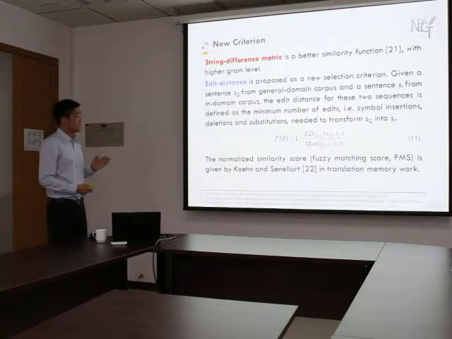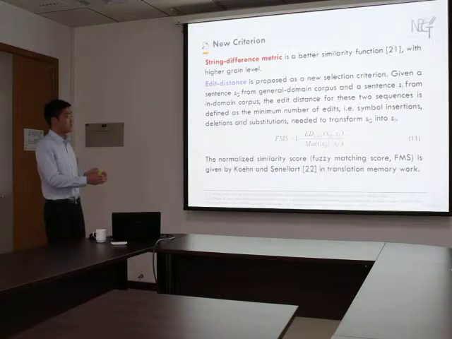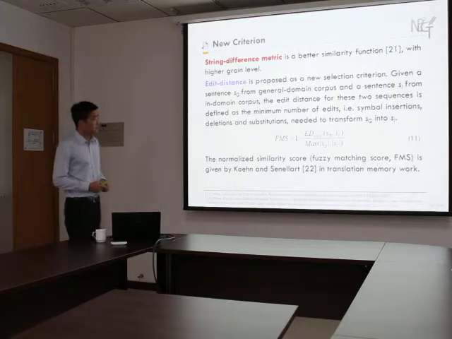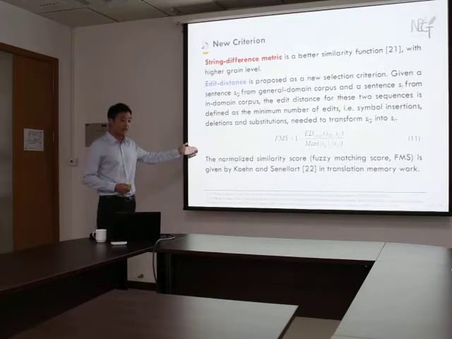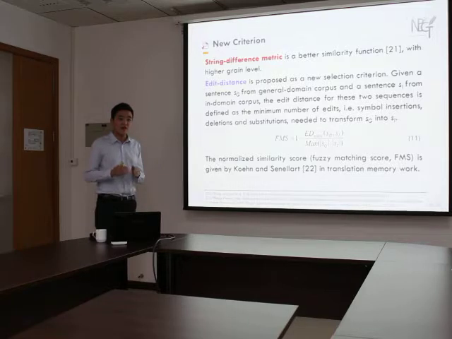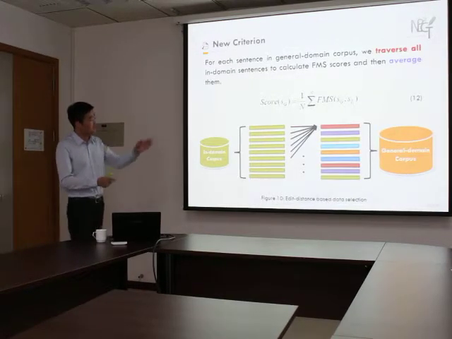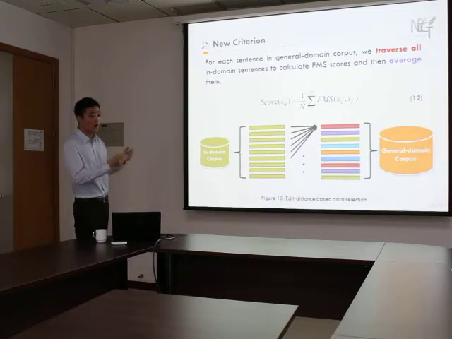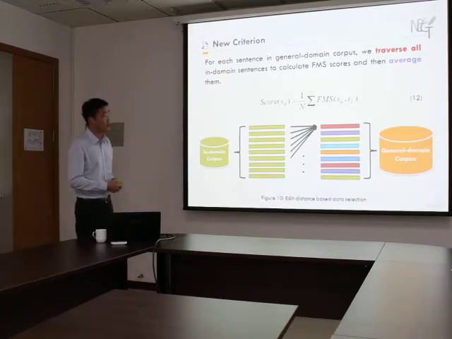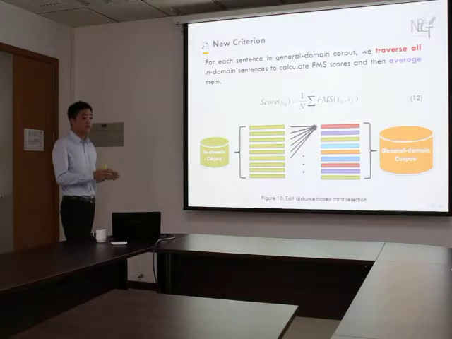Given a sentence SG from the general domain corpus and a sentence SI from the in-domain corpus, I apply this normalized edit distance function to measure their similarity. In practice, for each sentence in the general domain corpus, I traverse all the sentences in the in-domain corpus to calculate their FM scores and average them.